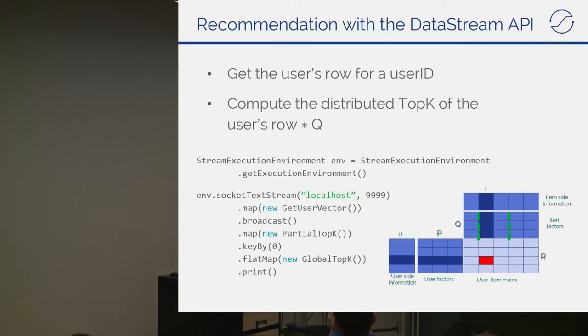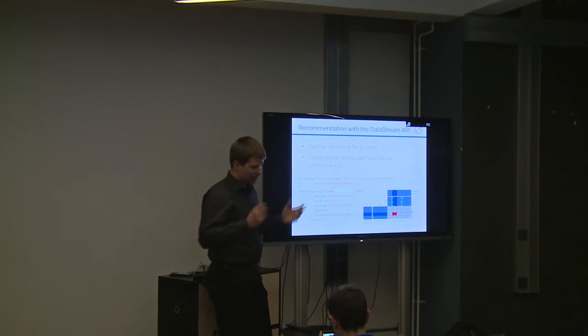So basically the outline of such a Flink streaming program would be the following. We can read the user IDs maybe from a socket. That's what we are going to do in a second. Then we get the corresponding user vector from P. Then we send that in a broadcast to all the partitions of Q. Then on that we can compute a partial top K, and then we send those into a global top K, and then just print the result.